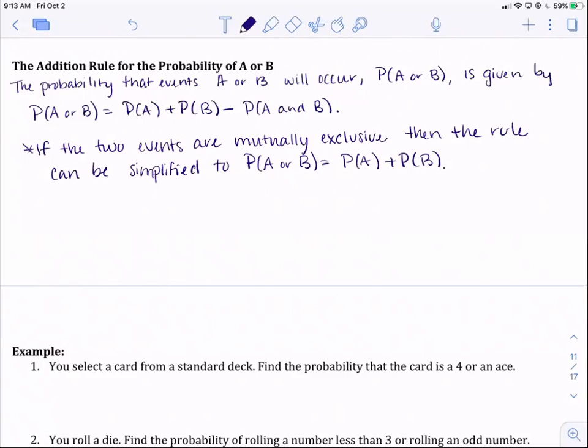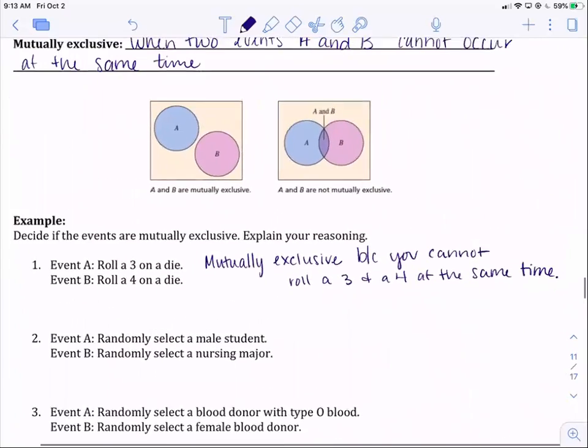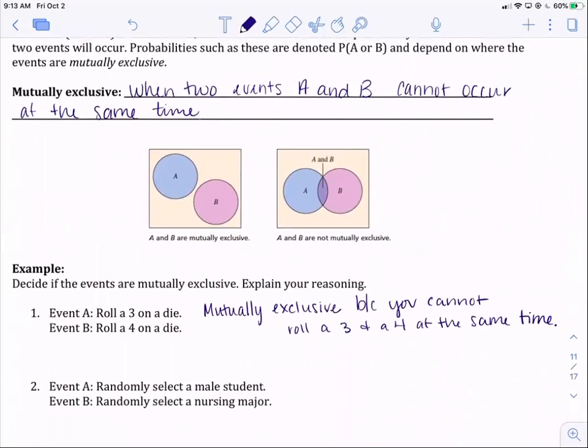If we go back up and look at this picture, notice that when those two circles overlap, that means that they're listed twice. That's why we have to subtract one of them, because we don't want to double that amount.